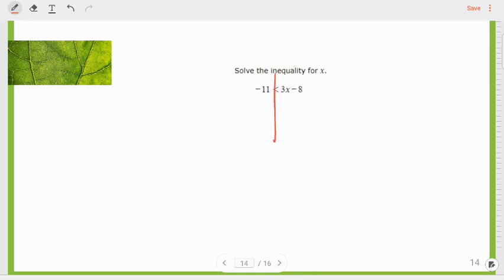Draw my line down my inequality sign, solve. So here's x, get rid of the 8 first because it's further away. Negative 11 plus 8 is negative 3, pardon me. And I'm going to divide by 3.